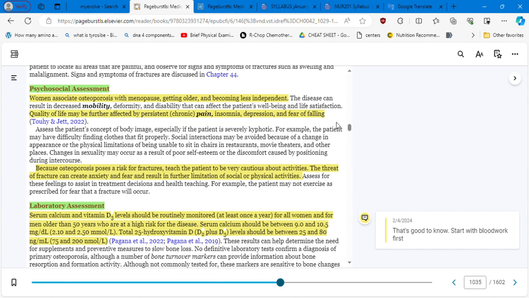So if we see a patient that is overweight or obese, we need to work with the patient in order for them to lose weight, and everything else is going to fall into place. Because osteoporosis poses a risk for fracture, teach the patient to be very cautious about activities. The threat of fracture can create anxiety and fear and result in further limitation of social and physical activities.